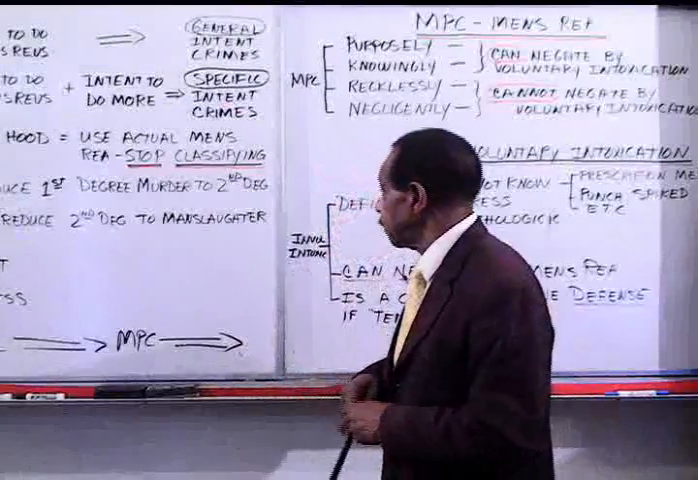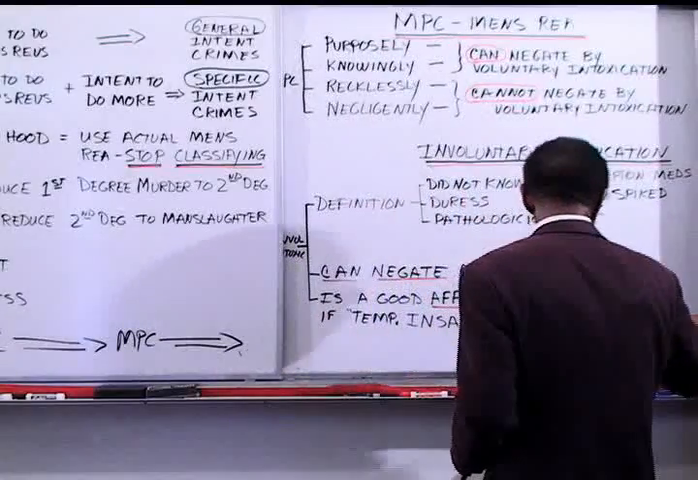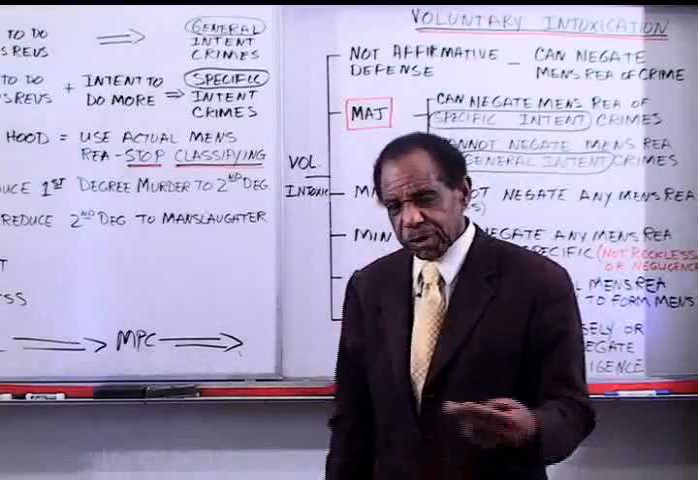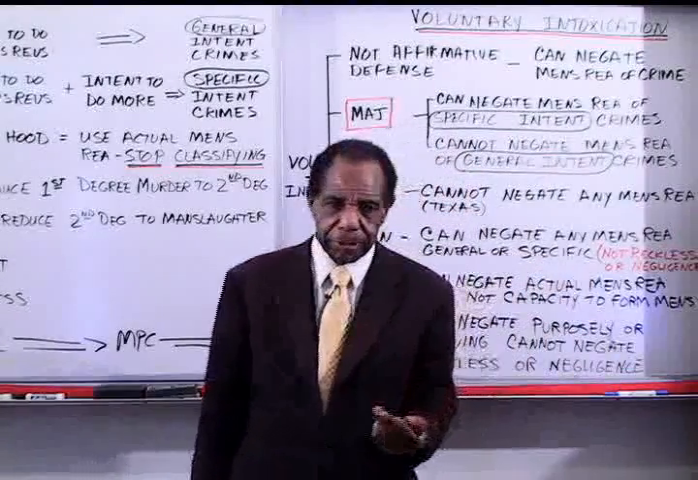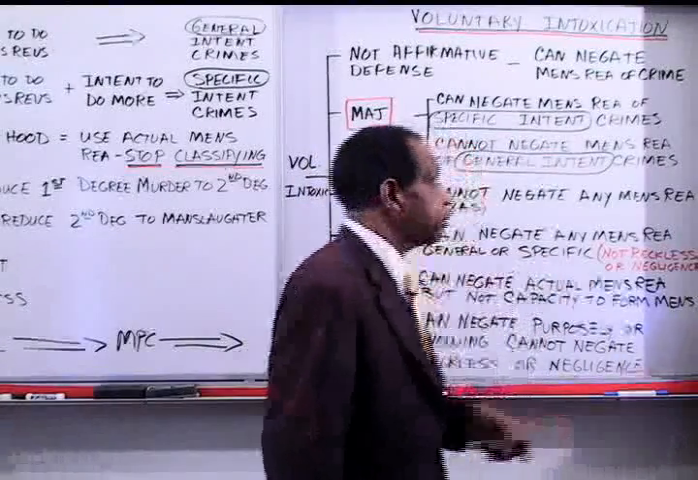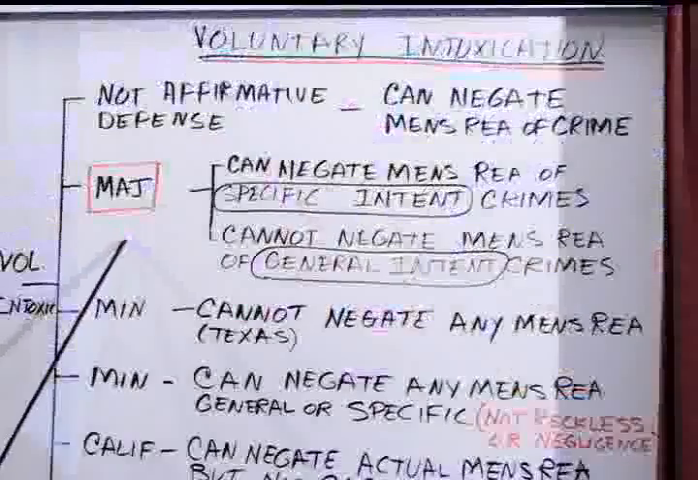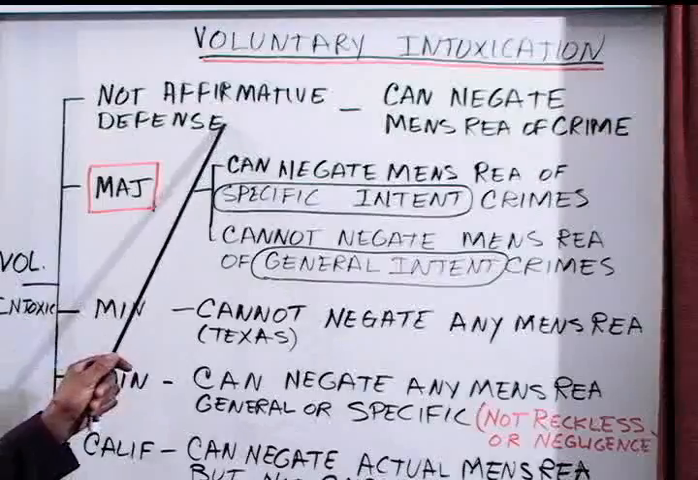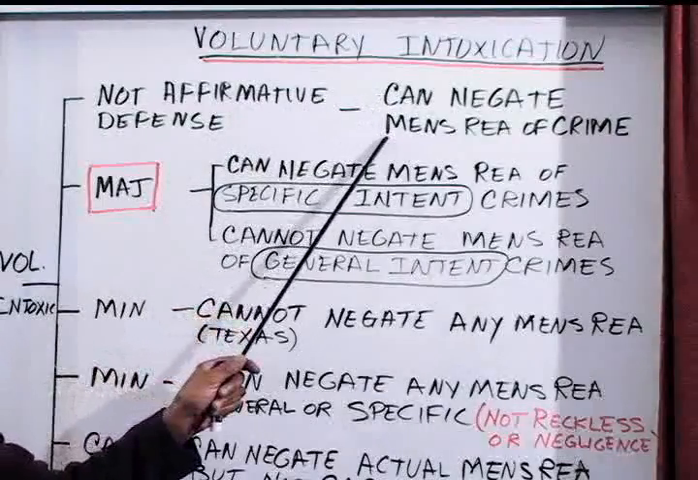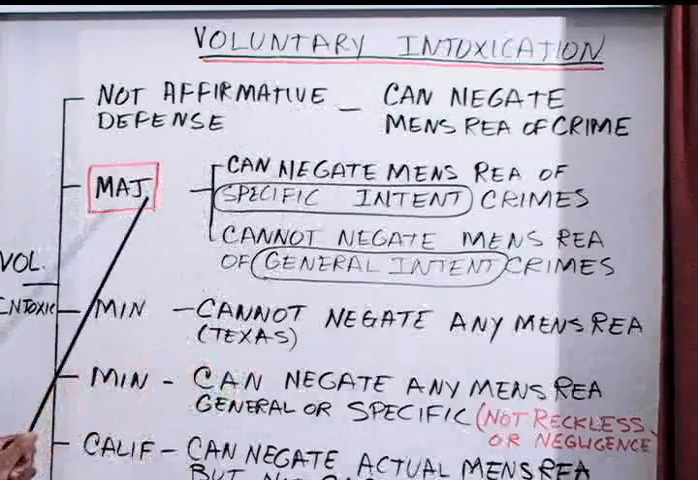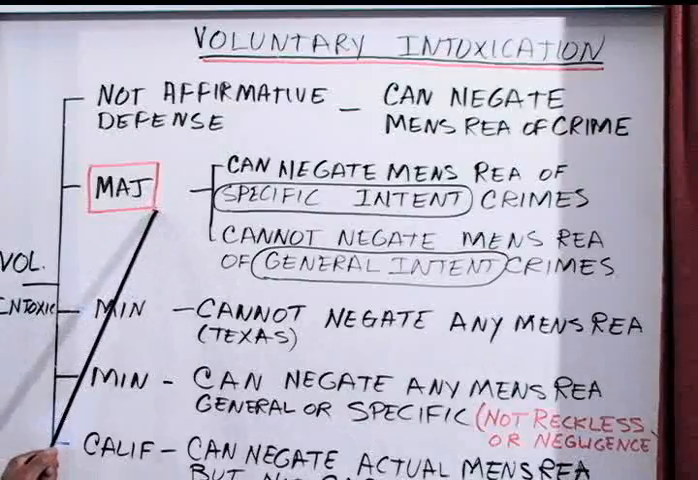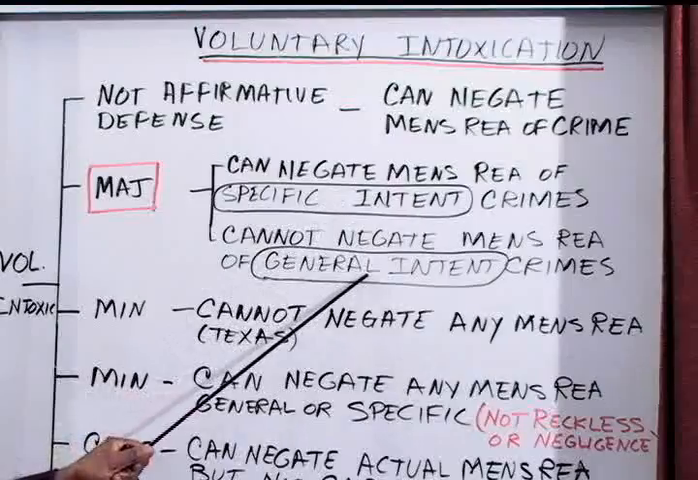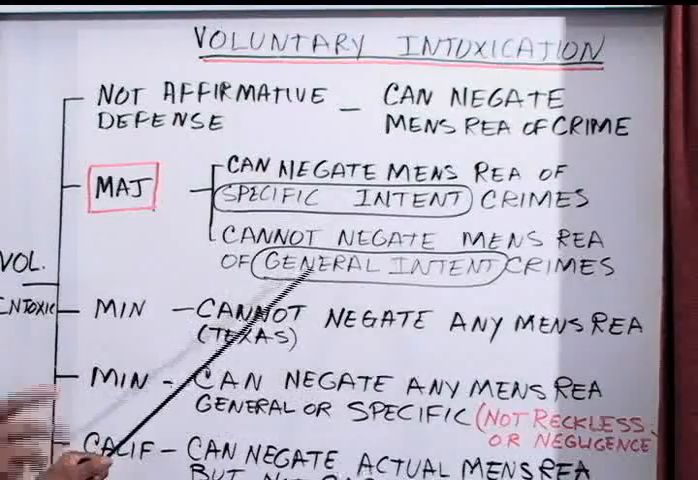If you get a problem involving this, what you would want to say to the bar examiners, first, make your distinction between voluntary and involuntary intoxication. Then you'd start with the general rule. You say, as a general rule, voluntary intoxication is not an affirmative defense, but it may be able to negate the mens rea of a crime. The majority rule is that voluntary intoxication can negate specific intent of a crime, but cannot negate general intent.